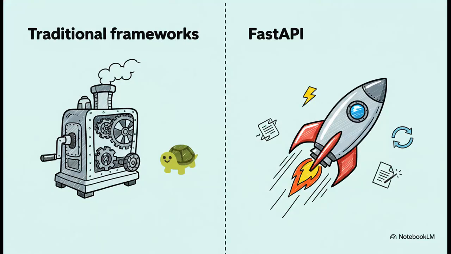This slide really says it all, doesn't it? Over on the left, you've got the traditional frameworks. They're powerful, for sure, but sometimes they can feel like they were built for a different era of the internet. And then on the right, you've got FastAPI. It was built from the ground up for the modern web.